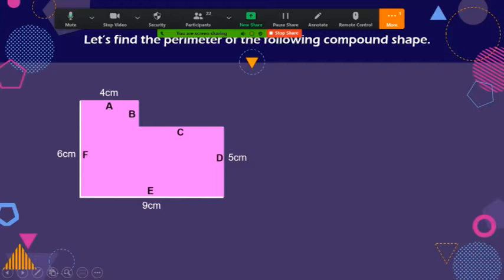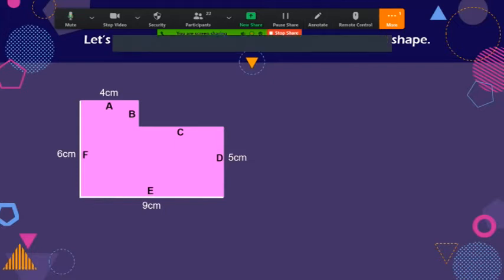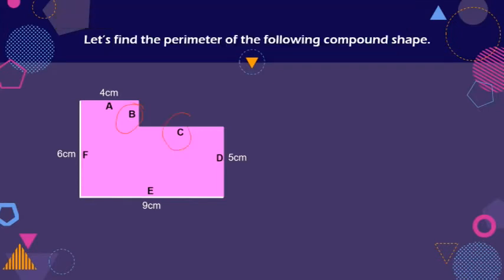What do you notice, class? Is there a missing side? A missing measurement? Yes, B. Okay, there's a missing measurement here. We have B and we have C. With this kind of problem, class, the key to find the perimeter is first, you need to find what you know in order to find out what you don't know.